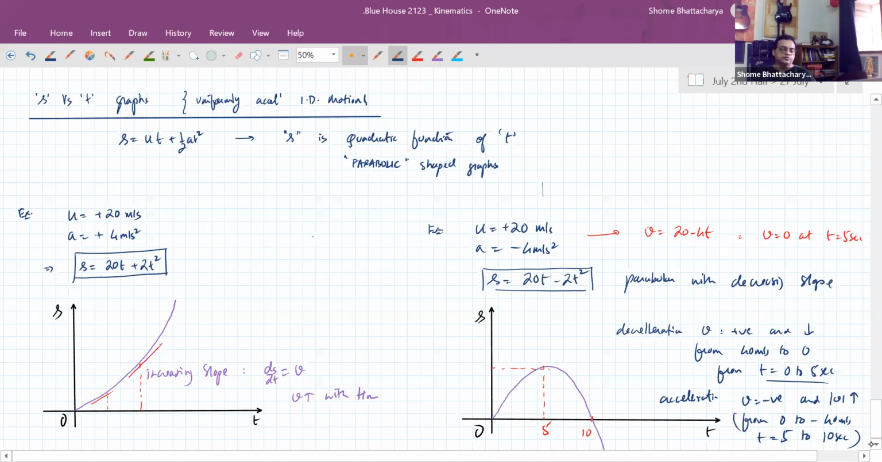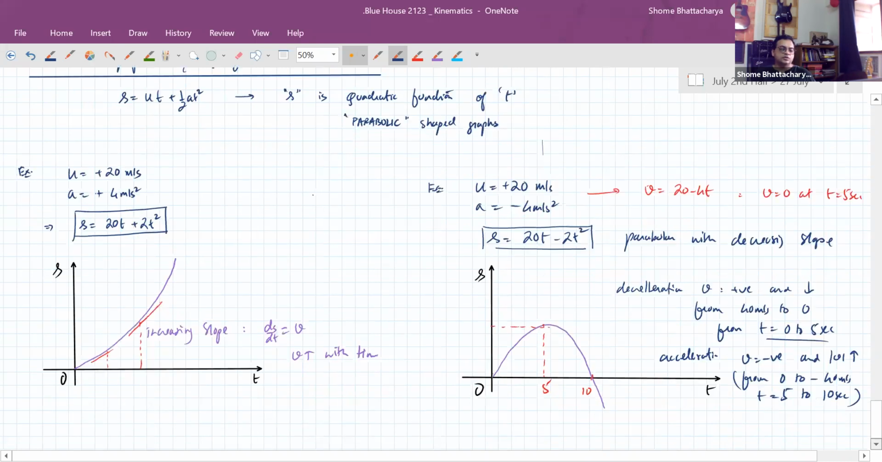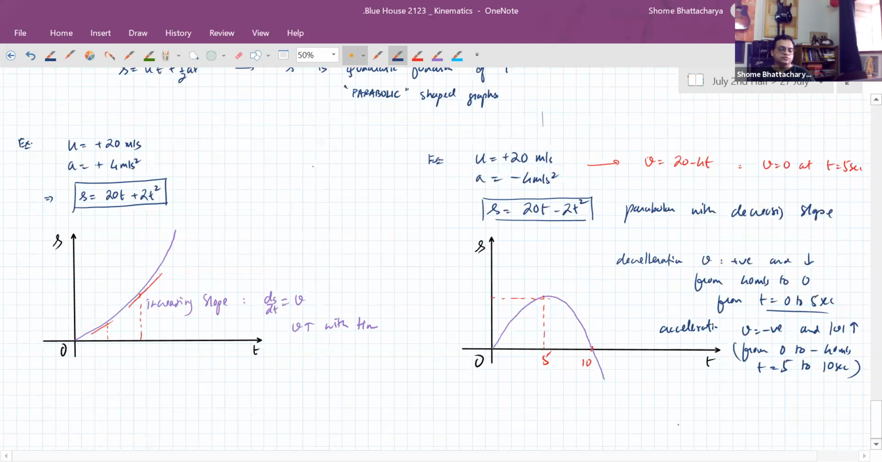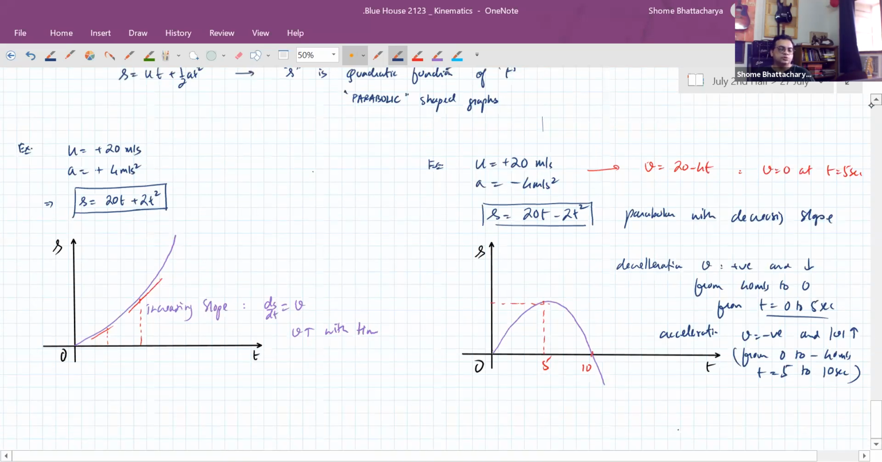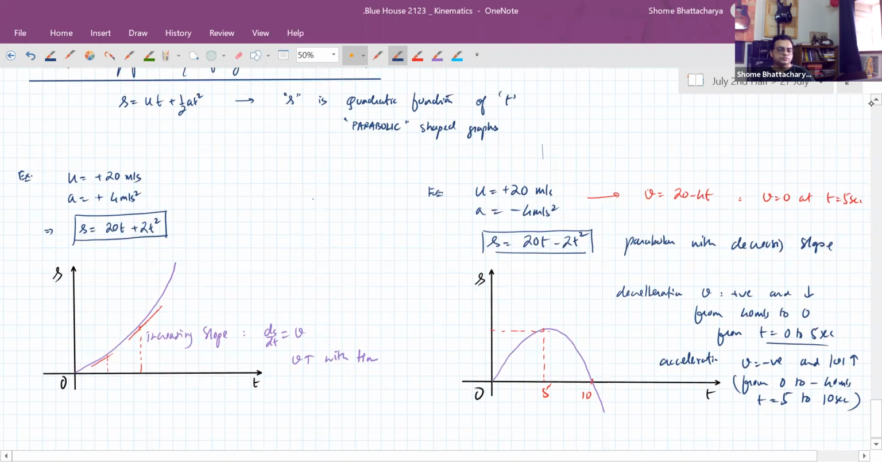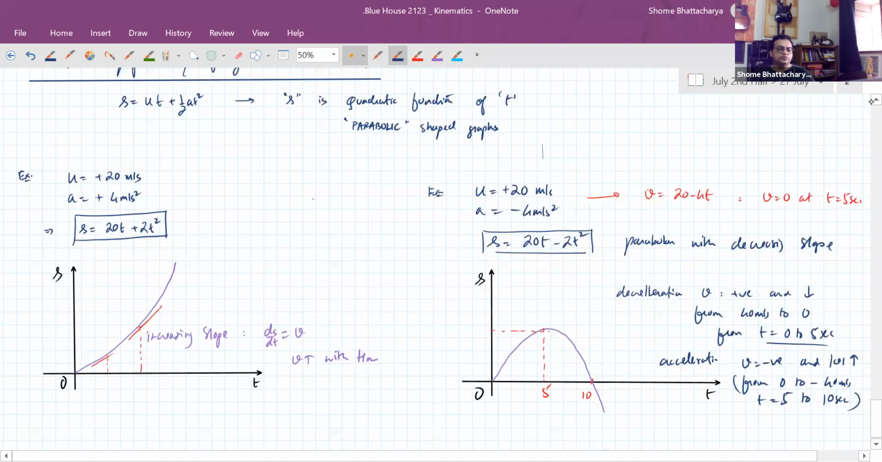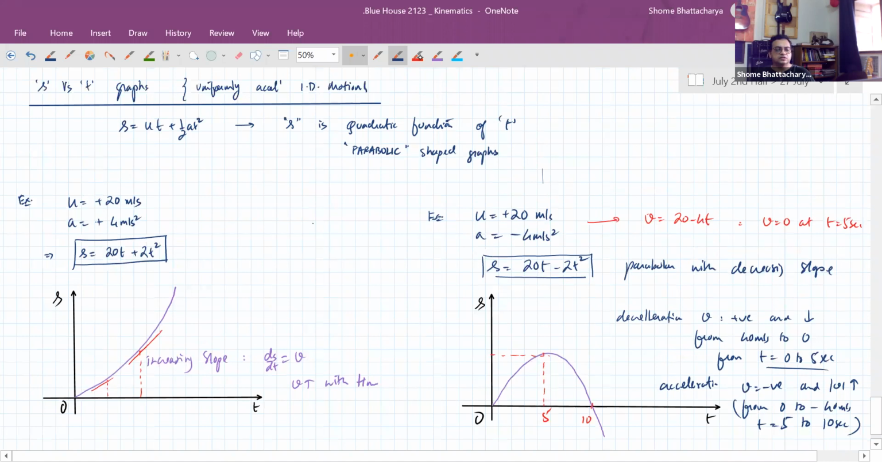You can see the shape of the displacement versus time curve will be different in this case because A is negative, U is positive, whereas the first case, A and U were both positive. So in this case, you can see that the slope of the curve is first decreasing. To draw tangents at various points, you can see the slope is decreasing till it becomes 0 at this point at 5 seconds. Okay, and then the slope again starts increasing in magnitude, but it's negative. So while coming back to where it started from, the particle would again be increasing in speed.